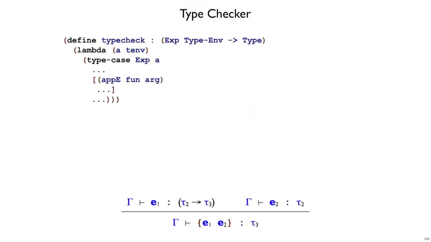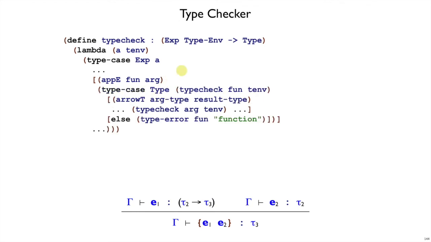That leaves application. So if we've got an application of a function expression and an argument expression, what do we do when we have an expression? We type check it. And so we type check fun and arg, and we will get two types back. For the function type, it needs to be an arrow type. So we can do a type case on that result to make sure that we get an arrowT. And if we get an arrowT, we have an arg type and a result type. Now we need to make sure that this arg type matches the type check of the arg. That is, we need to make sure that this tau2, which is arg type here, matches the result of the recursive call on the argument expression, which is this tau2, which is that type check right there.